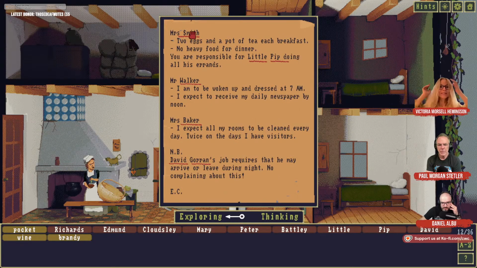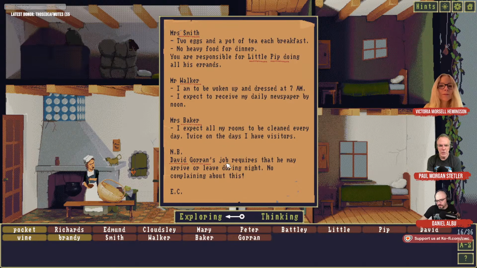Yeah. Miss Smith. 2 eggs and a pot of tea. Okay, so hold on. I am about to be woken up and dressed at 7 a.m. I expect to receive my daily newspaper at noon. Ms. Baker, I expect all my rooms to be cleaned every day, twice on the days I have visitors. NB, David Goran's job requires that he may arrive or leave during night. No complaining about this. EC.